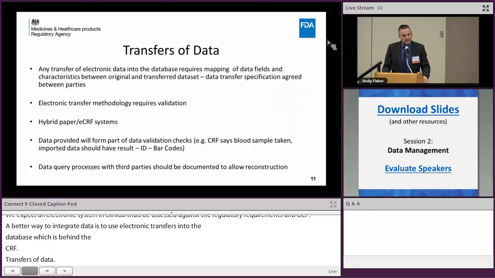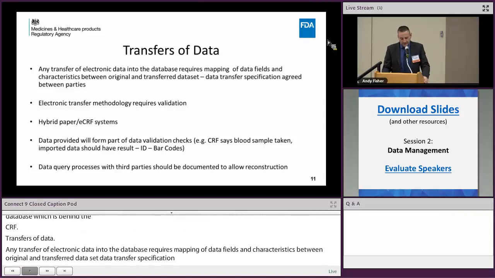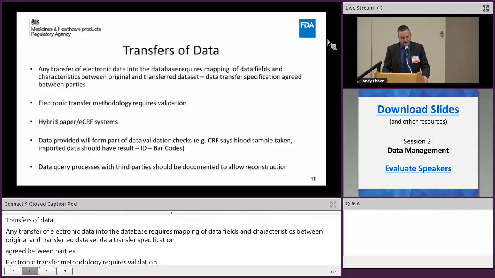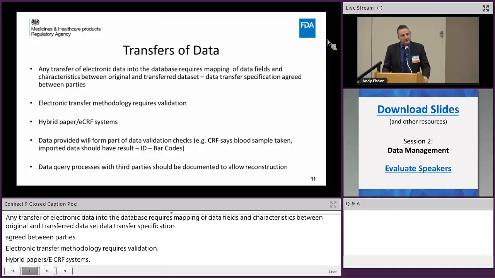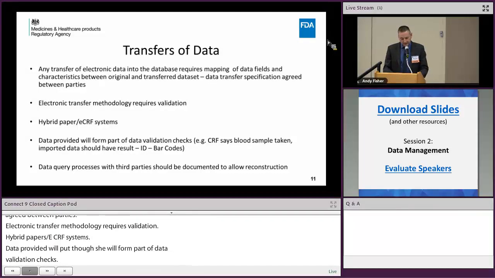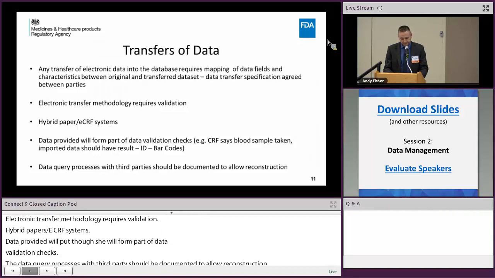So the transfer of data electronically does require quite detailed planning and careful processes to ensure that it's done accurately, so that the data is attributable to the correct fields and has all the correct attributes like the type of data, length and formats, etc. So we expect to see a detailed specification and that it's been validated.